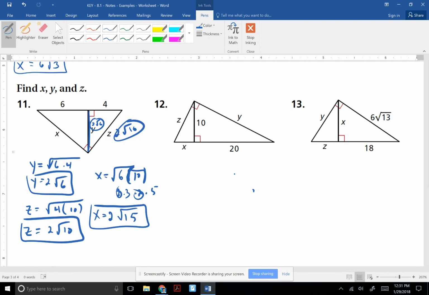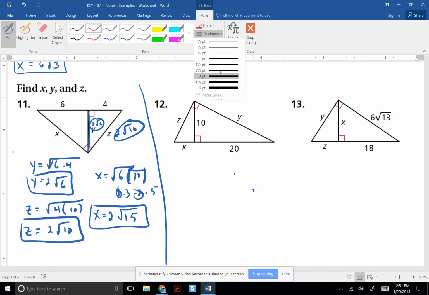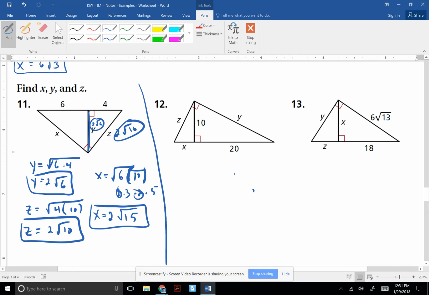Perfect. So let's do the next one. It's going to be very similar in a way. The first thing I'm going to do is look and see what we can do.